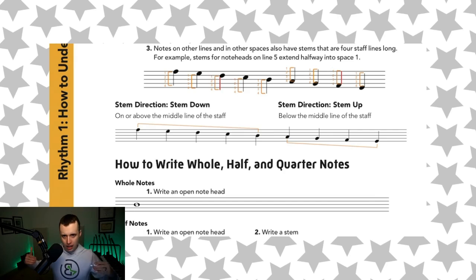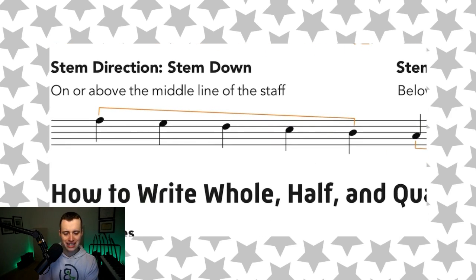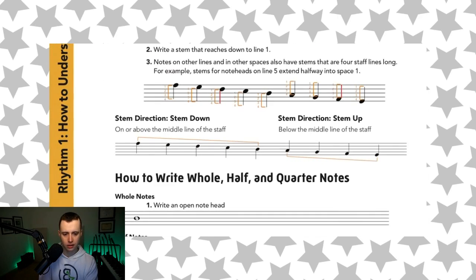All the notes on and above line 3 of the staff are always going to be stem down. Now, all the notes that are below line 3 of the staff, from space 2 down to line 1, are all going to be stem up. So you can see, sure enough, stem down to the middle line, which is line 3, and then stem up below the middle line. I will see you in the next lesson where I'm going to walk you through writing whole, half, and quarter notes on space 4, line 3, and space 1 of the staff.